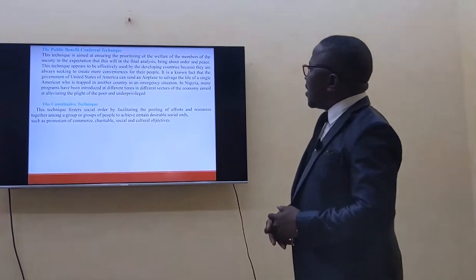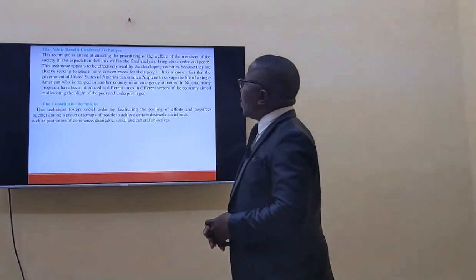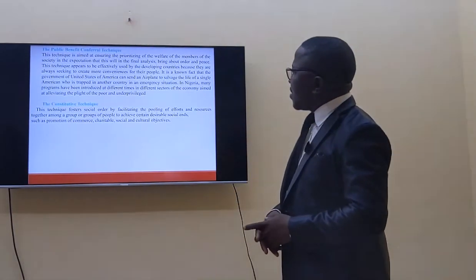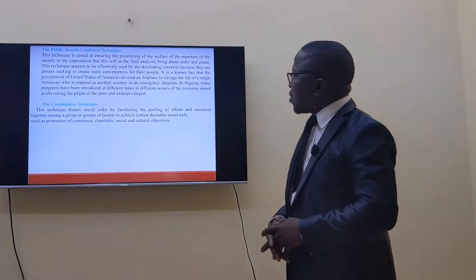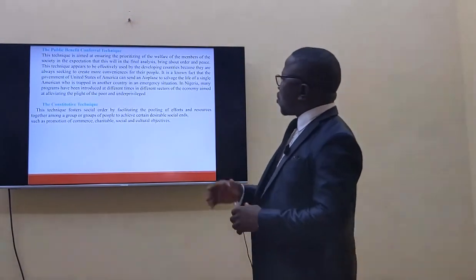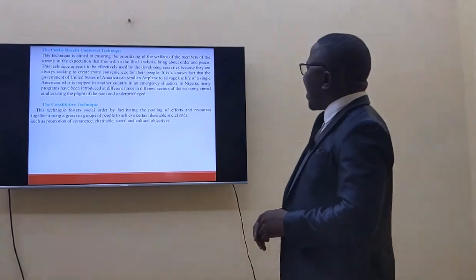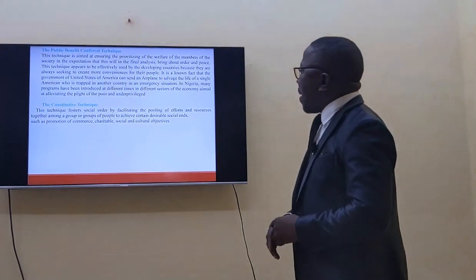The third one is the public benefit confront technique. This technique is aimed at ensuring the prioritizing of the welfare of members of the society in the expectation that this will, in the final analysis, bring about order and peace.